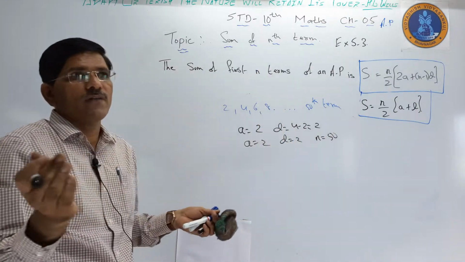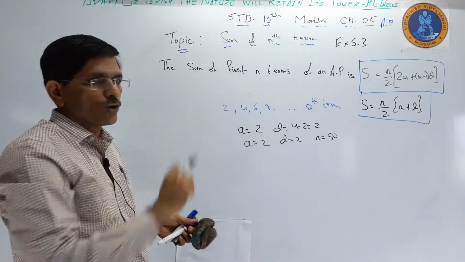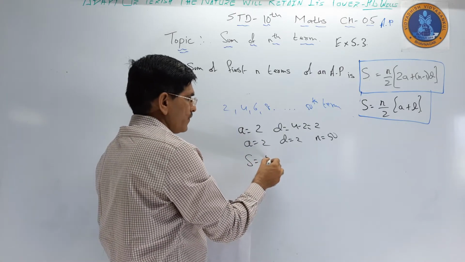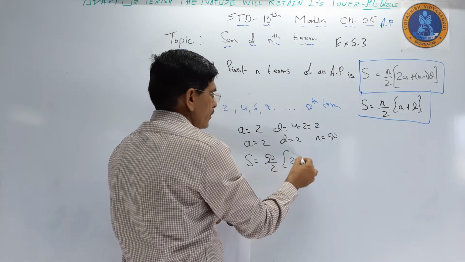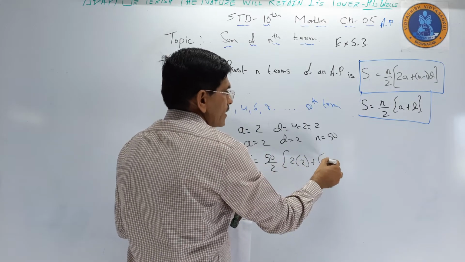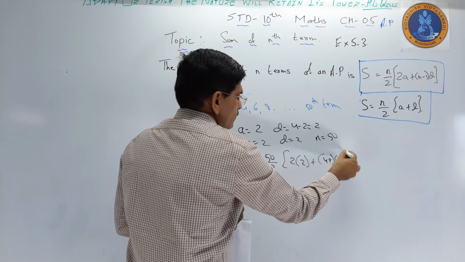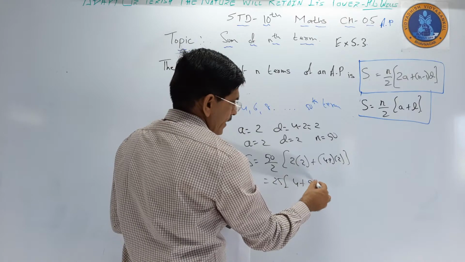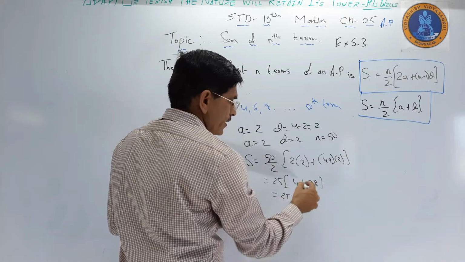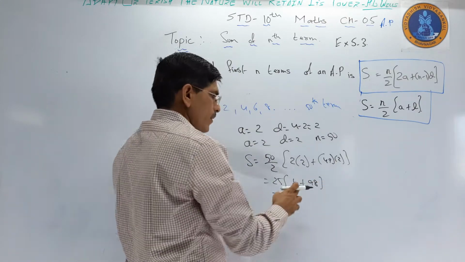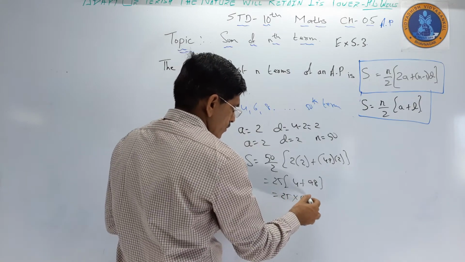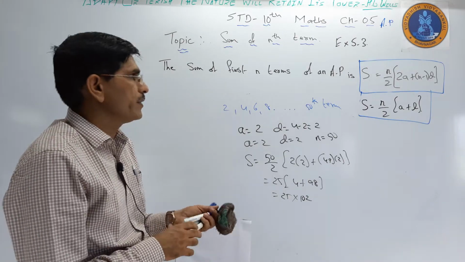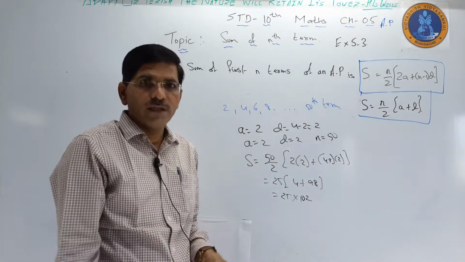So up to 50 if I want to add it, then I have a formula, that is Sn is equal to n by 2, that is 50 by 2, 2 into a, 2, plus n minus 1, that is 49 into 2. So here 25, here 4 into 98, that is 25 into 102. So 25 into 102 if we do, we can get the value.